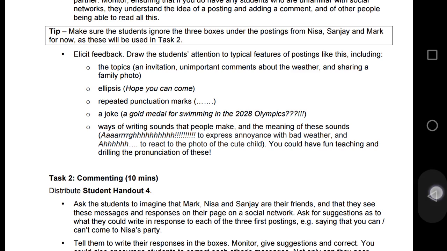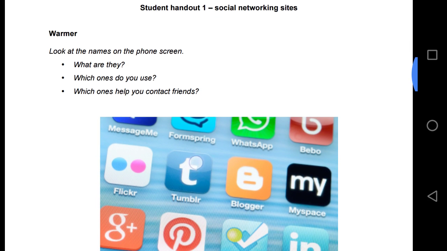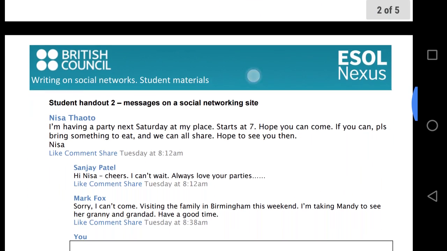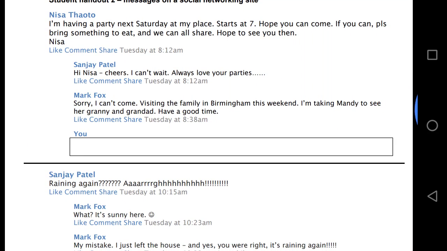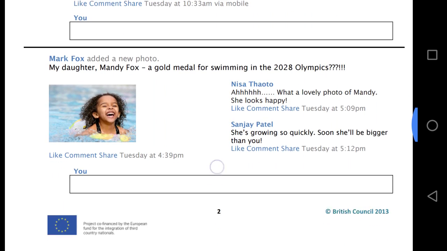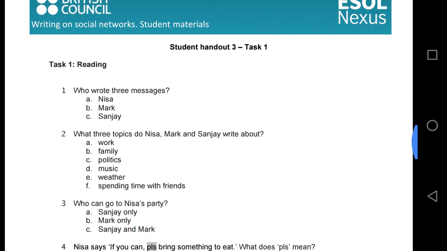All right, you know what? Let's do it like this first. So that's student handout 1. This is where they talk in small groups. All right. Then this is also the second sheet. And this is student handout 3.